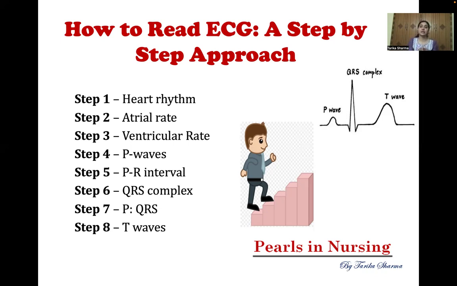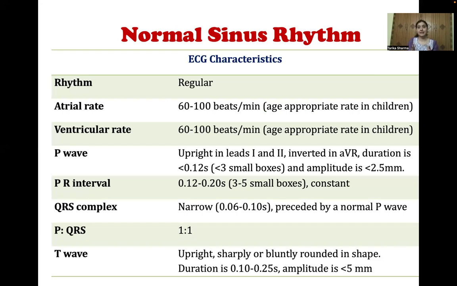And then we have to see the T waves, okay, the morphology, shape, duration of the T wave. So when we talk about the normal sinus rhythm, all these steps with their normal findings are being given here in the slide. So what should the rhythm of NSR be? It has to be regular. Atrial rate should be 60 to 100 beats per minute. Ventricular rate should be 60 to 100 beats per minute. P waves should be upright. They are the positive deflections in the leads 1 and 2.